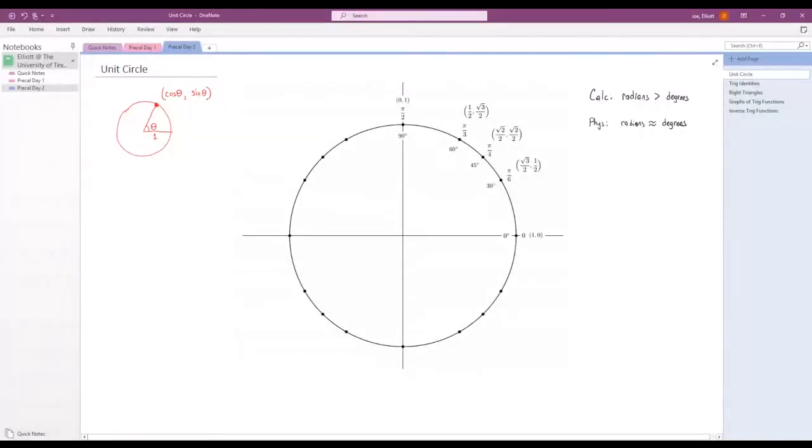So you could actually use the unit circle as one way of defining cosine and sine. Cosine is the x-coordinate of a point on the unit circle. Sine is like the y-coordinate, okay?